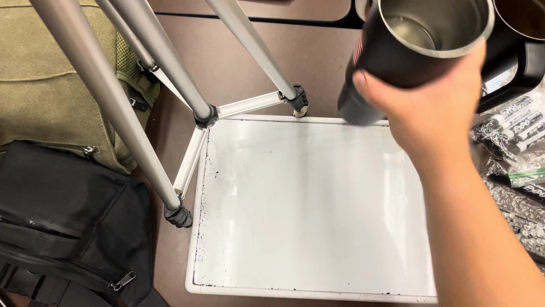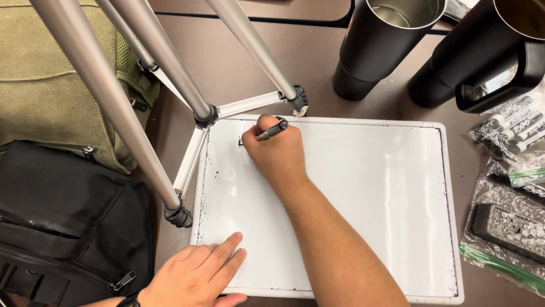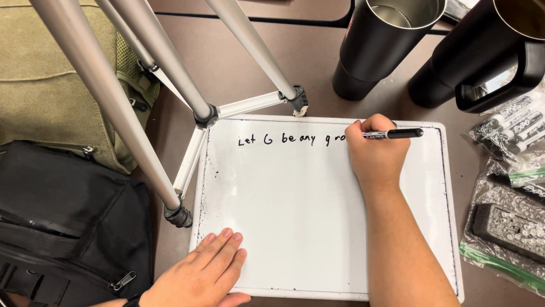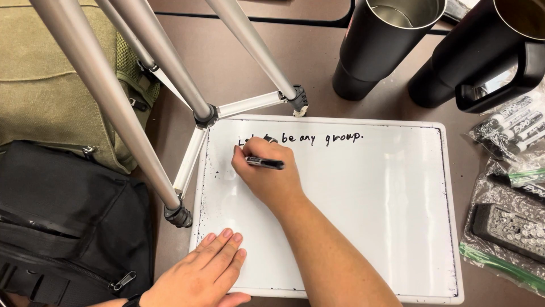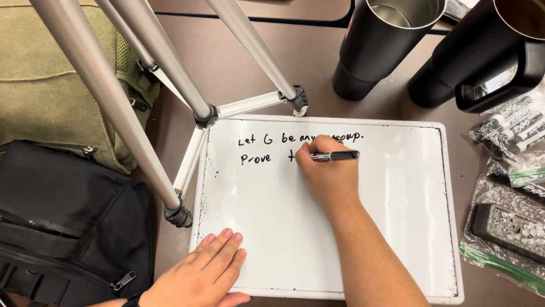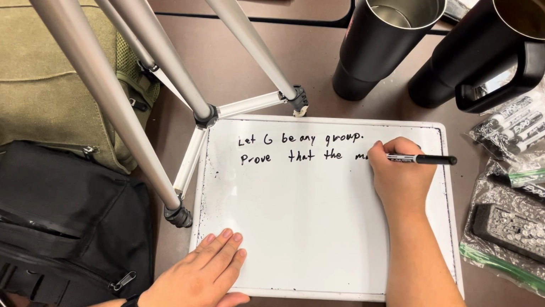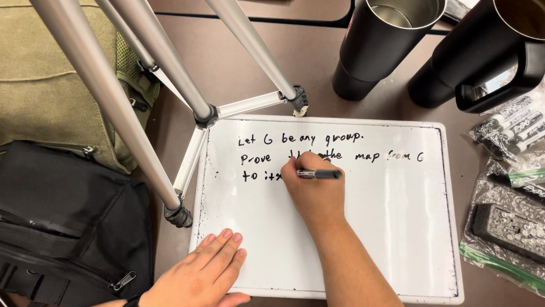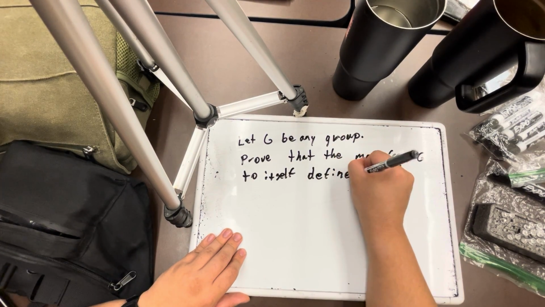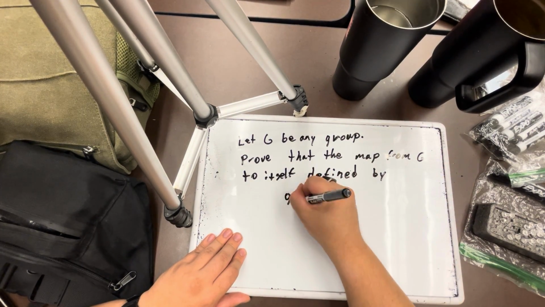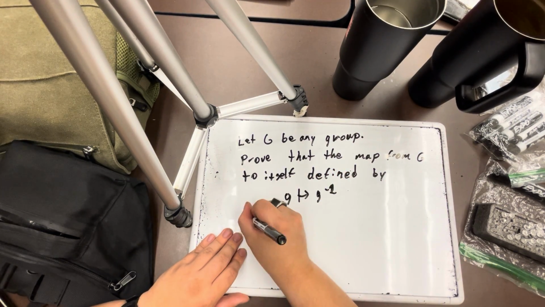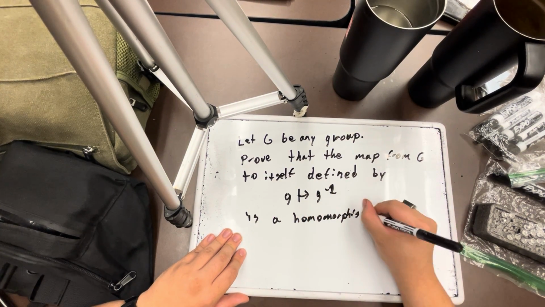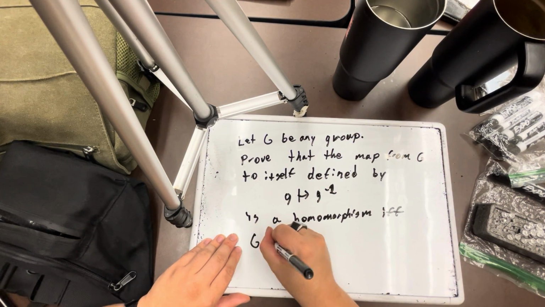So let G be any group. Prove that the map from G to itself, defined by G to its inverse, is a homomorphism if and only if G is abelian, right?